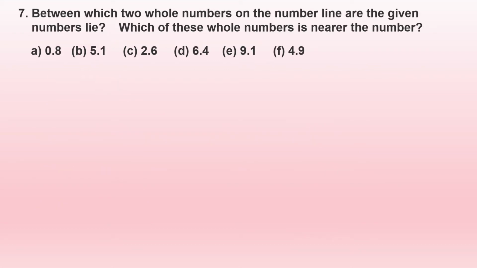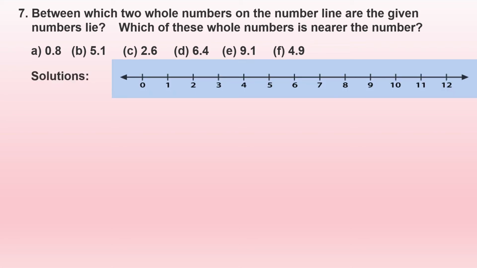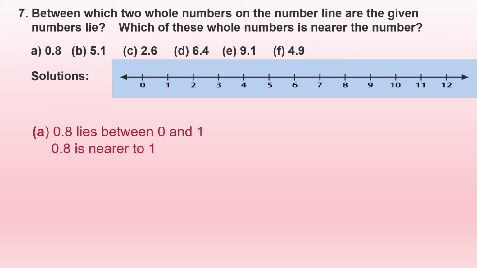Between which two whole numbers on the number line are the given numbers lie? Which of these whole numbers is nearer the number? So for this, let us draw one number line. Look at the number line. Our first question is 0.8. We have 10 divisions between 0.0 and 1. So 0.8 lies between 0 and 1. It is nearer to 1.